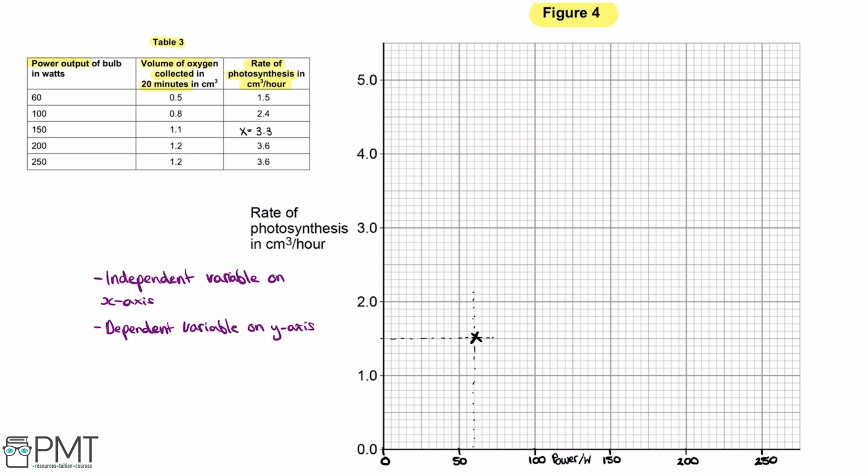So you just repeat that process for each of the points. So the next one will be 100 and 2.4. Then your 150 and 3.3, 200 and 3.6, and then 250 and 3.6. Once you've got all of them down, you then do a nice smooth curve of best fit, and it should go through all of your points.